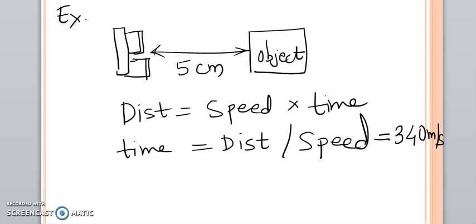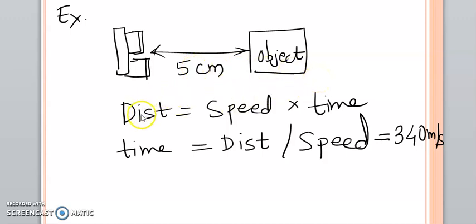Welcome to part B of practical number 5, that is distance measurement using ultrasonic sensor. At the end of part A, we were discussing this scenario, that is, the object is present 5 centimeter away from the ultrasonic sensor. So in this scenario, how the ultrasonic sensor is going to behave and provide the exact distance of 5 centimeter.